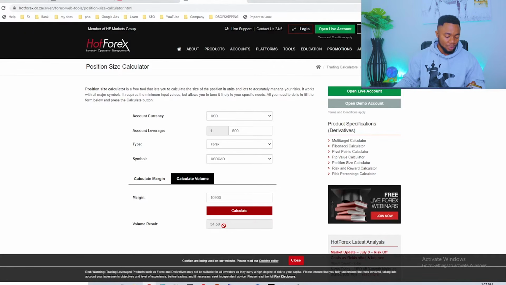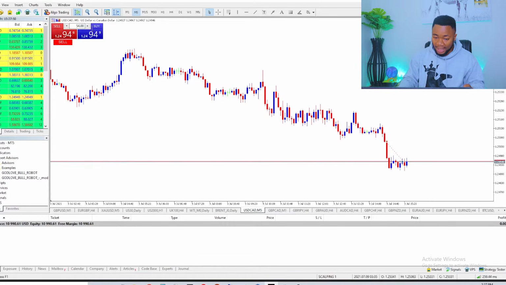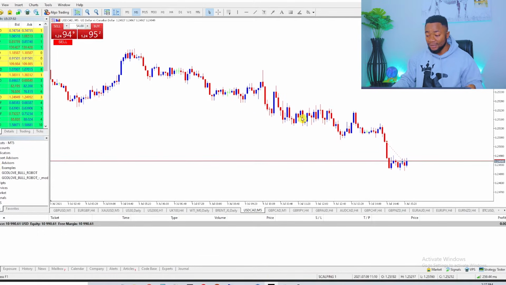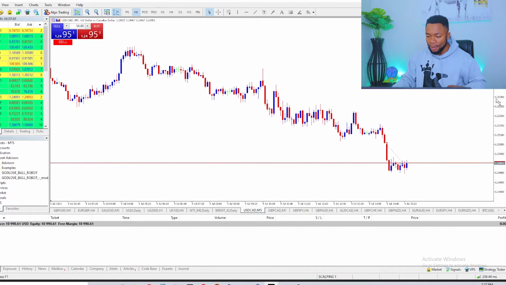So let me also put it on my phone so that we can be tracking it on my phone. Okay. So we go back to the chart. Since we already know that we're going to be using a lot size of 54 on this account, I already explained everything in the first section. So we can close this one for now.